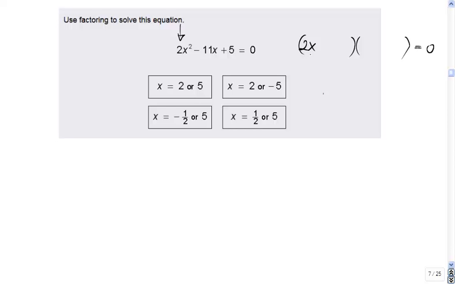I should have a 2x as the first term in the first binomial, and then x as the first term in the second binomial, because 2x times x is 2x squared. Now I'm checking my final term. My last term is a positive one, which means I should have either minus minus or plus plus. Let's keep the minus minus here.